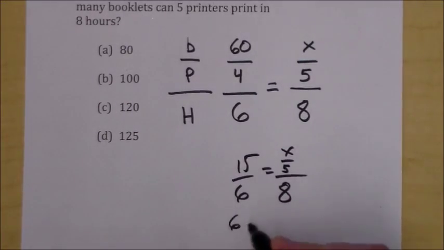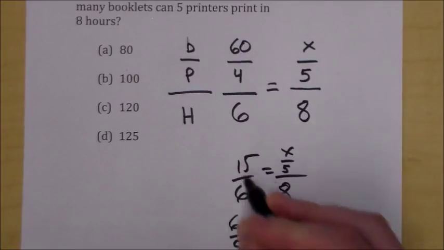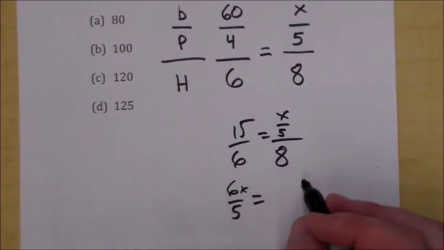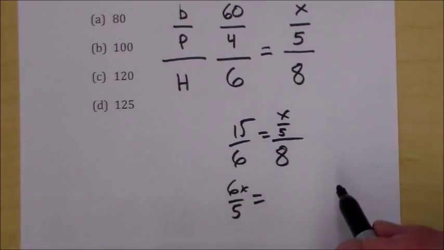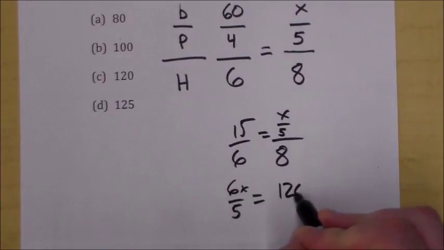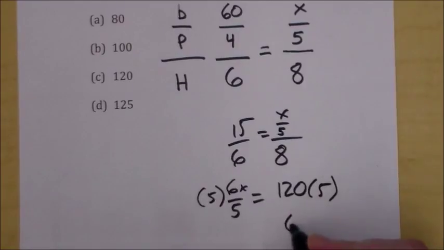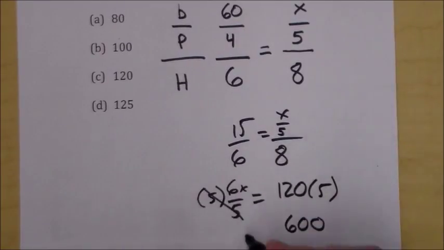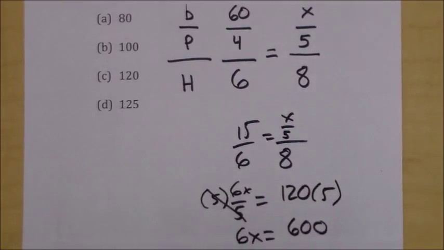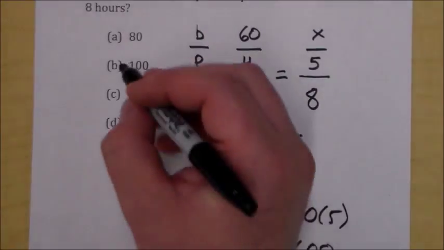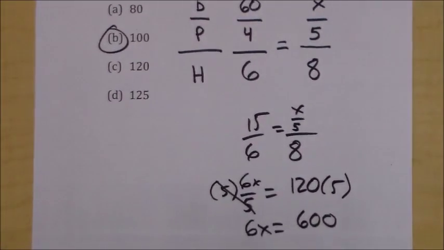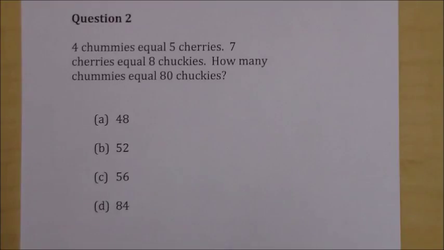Now let's just cross multiply and divide. Cross multiply here, you get 6x divided by 5. Cross multiply here, 8 times 15 is 120. Then we're going to multiply each side by 5. That'll be 600, and then these 5's cancel out, so 6x equals 600, so x is going to equal 100. We're going to do a couple of these. You're going to get good at them. We're good to go.